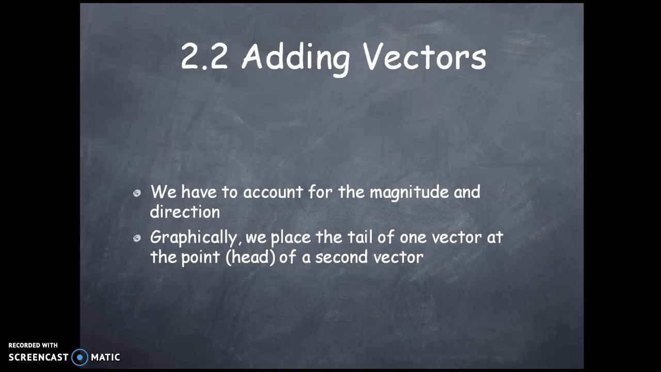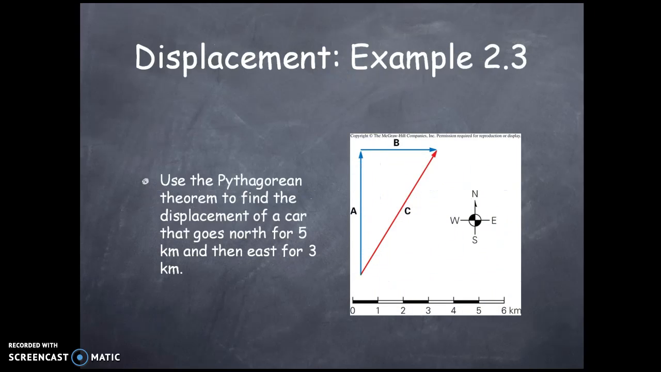Adding vectors. We have to account for the magnitude and the direction when we are adding vectors. Graphically, we place the tail of one vector at the head of the second vector. So it is something like this. If you are adding two vectors, then instead of going this way, the arrow goes this way. The C will be the resultant vector of A and B.